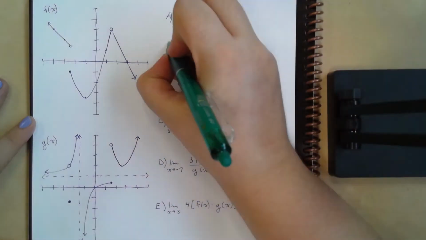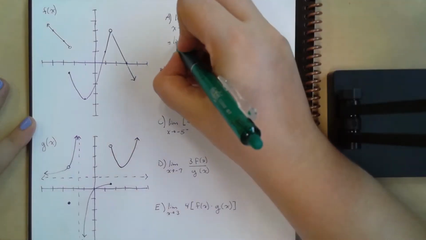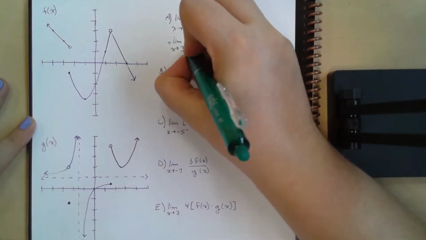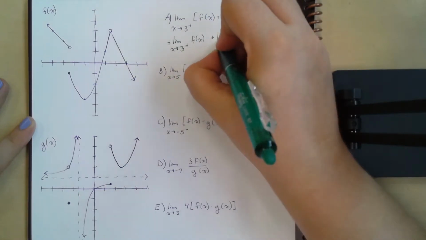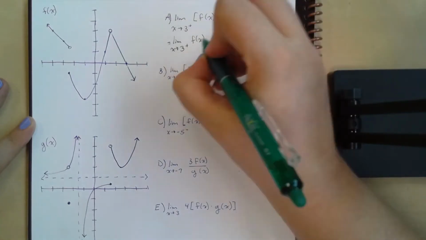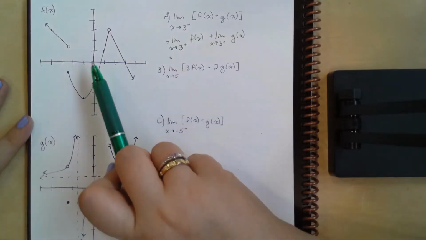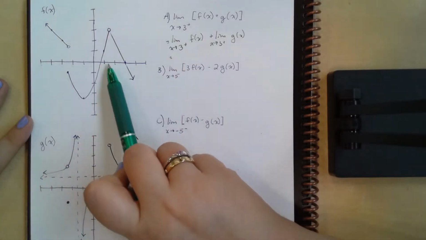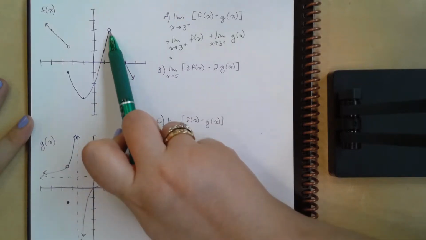I'm going to write this out long form here, but I'll probably start cutting it shorter as we go on. We're going to have the limit as x approaches 3 from the right of f of x plus the limit as x approaches 3 from the right of g of x. Well, the limit as x approaches 3 from the right of f of x, so here I've got 2, 4, 6, and here we've got 3, looks to be about 6.